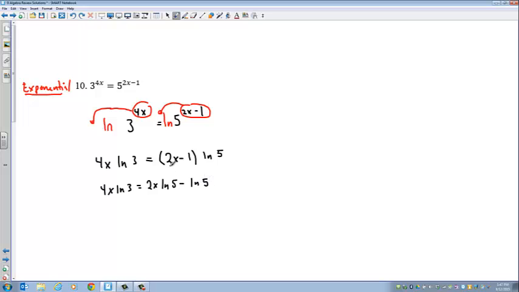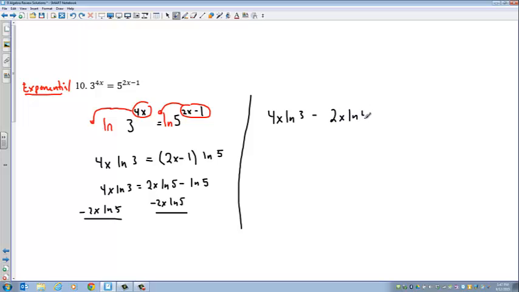And I'm doing this to unlock the x stuff inside here, so then I can move it over, so I'll take away 2x ln of 5 from both sides. So again, I'm trying to get all the x stuff by itself, if I can. And so what I have on the, let's rewrite this over here. What I have on the left is I have 4x ln of 3 minus 2x ln of 5. And on the right, I have this equal to minus ln of 5.